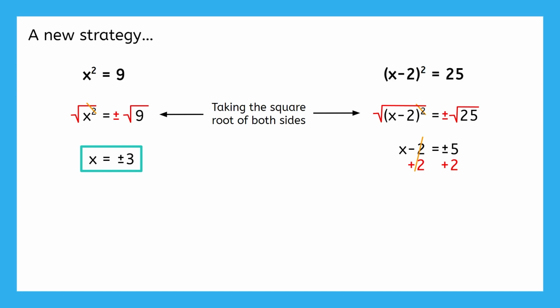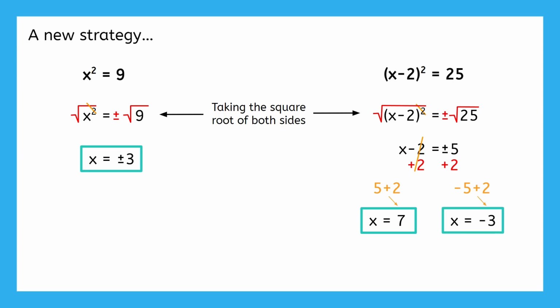Because of the plus minus, we know we need to add this 2 to both positive 5 and negative 5. Our first solution is 5 plus 2, which is 7. And our second solution is negative 5 plus 2, which is negative 3. Ta-da! Much quicker than the previous methods, right?